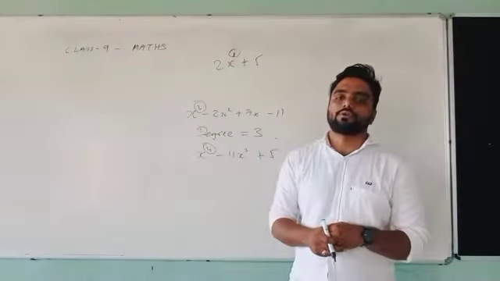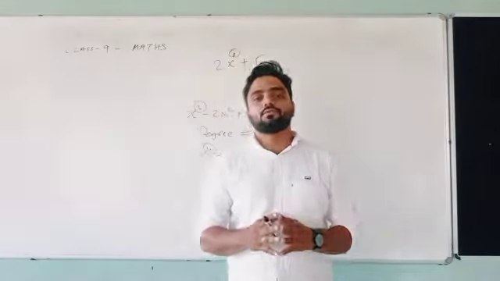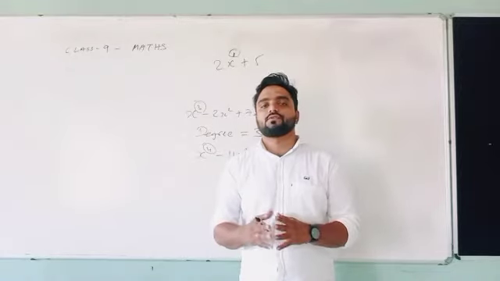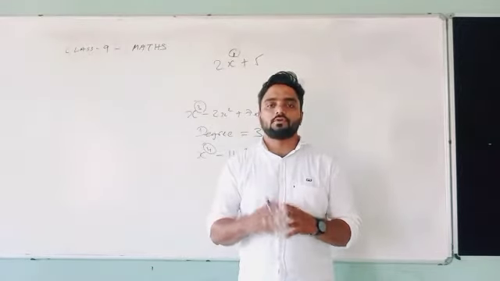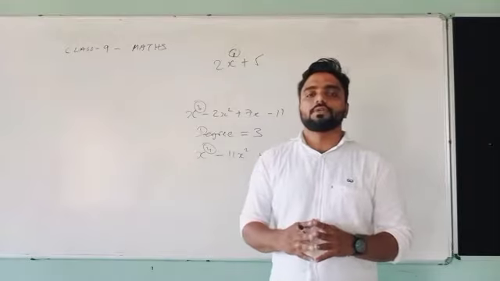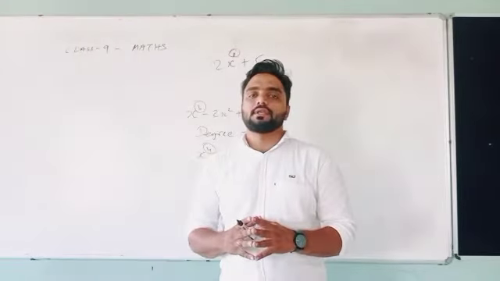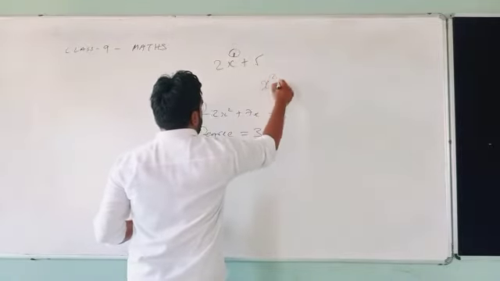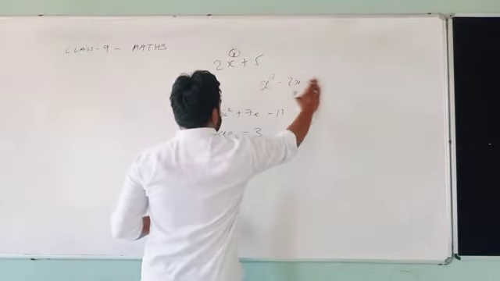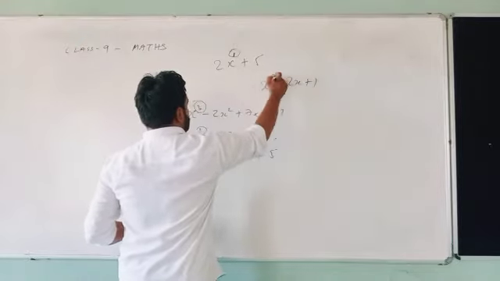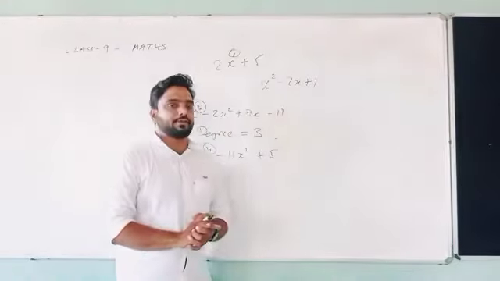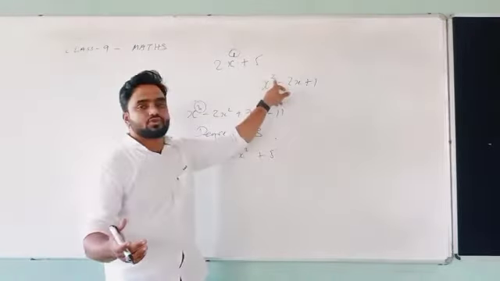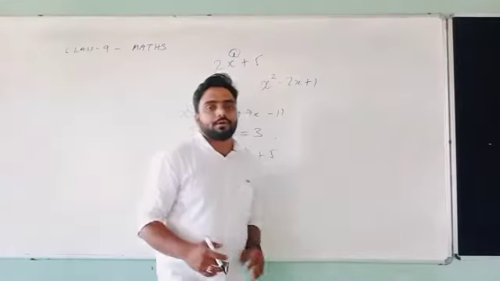Now the next one is the quadratic polynomial. If the degree of the polynomial is 2, that polynomial is called a quadratic polynomial. For example, I write x square minus 2x plus 1. Just concentrate here. The degree of this polynomial is the maximum power of the variable, that is 2. So this polynomial is called a quadratic polynomial.